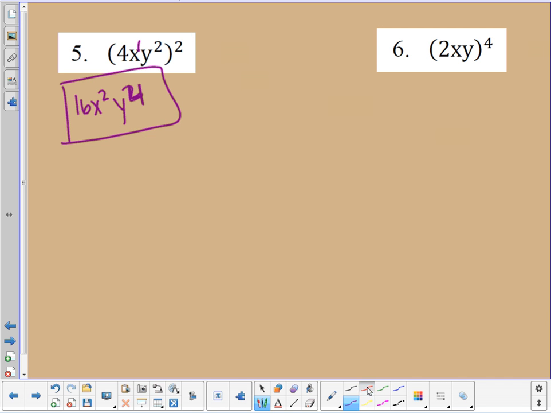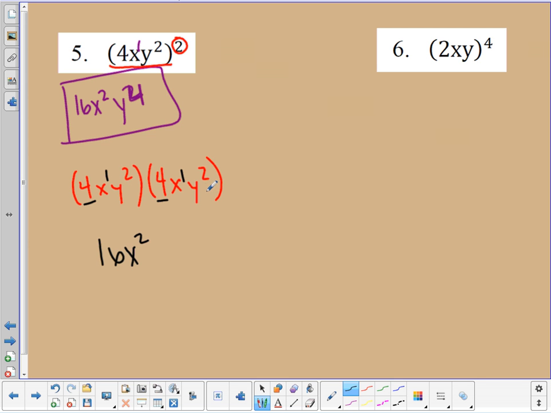But if you struggle with these rules, here's one thing you can consider. This power of 2 really means that I'm multiplying this whole thing 2 times. So that's the same as having 4xy squared times 4xy squared. And then it's easy to go back and see 4 times 4 is 16. X to the first times x to the first, 1 plus 1 is 2. Y to the second times y to the second, 2 plus 2 is 4. So I get the same answer. Recognize that this power just means I have the whole thing raised or multiplied 2 times.